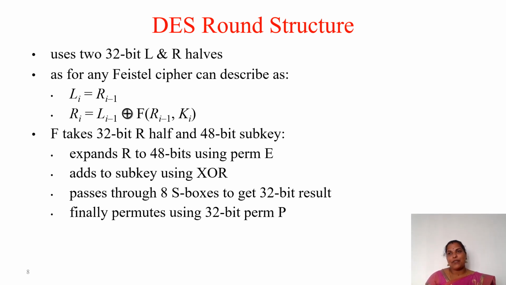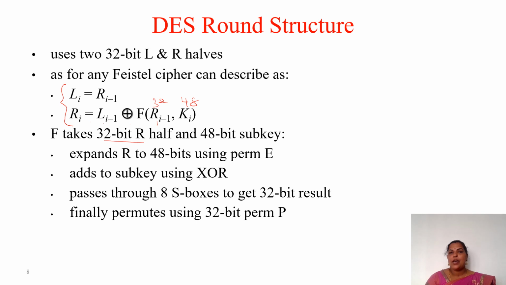So here the Feistel cipher is used in this DES round, and it is given in equation form: the left half equals the previous right half, and the right half equals the previous left half XOR F, it is called the Mangler function, F of the previous right block comma the subkey Ki. So this F takes a 32-bit R half and a 48-bit subkey. You see that here the value is 32-bit but the subkey is 48-bit.